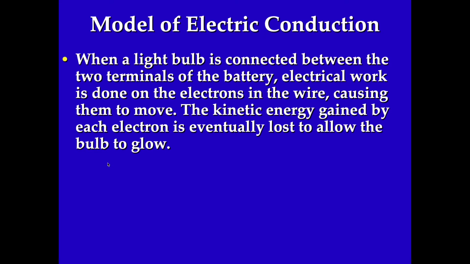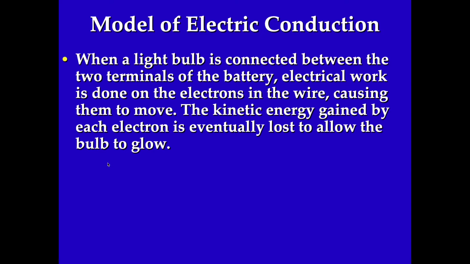Suppose we run a current through a battery and we have a light bulb. Work is done on the electrons, causing them to move, giving them kinetic energy. As the electrons move through a wire, they collide with the atoms in the wire. What happens during the collisions? They lose their kinetic energy. That loss gets converted to heat, and that's what causes the bulb to glow. The filament in the bulb will get hot, and the bulb will glow.